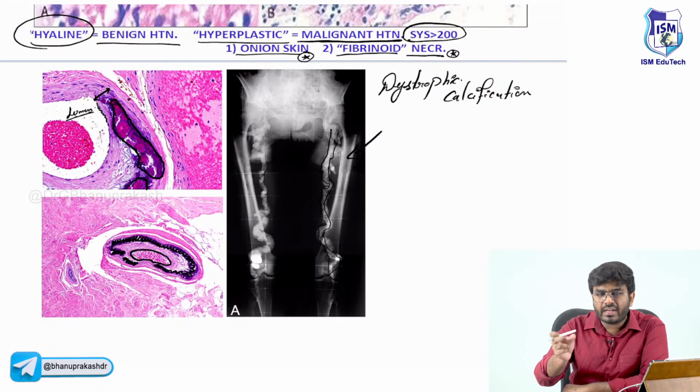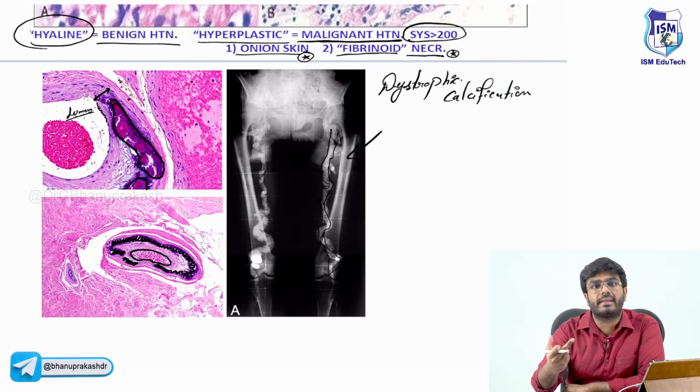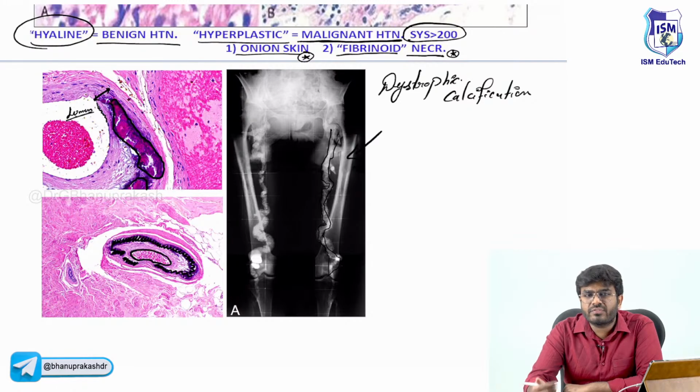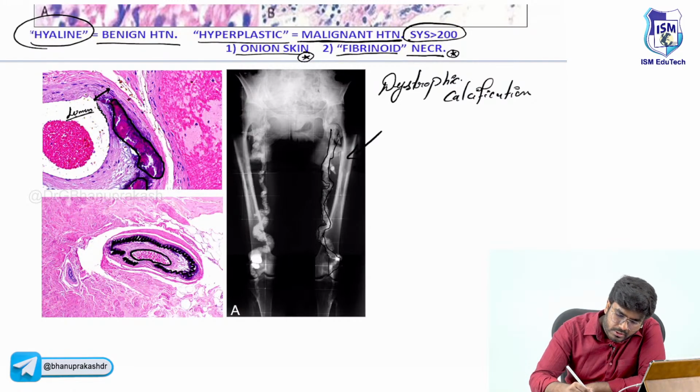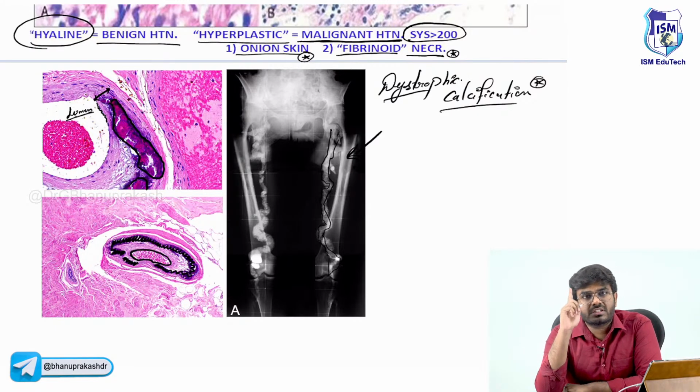The blood vessel is turning white because it is getting ossified, getting calcified. The tunica media is getting calcified, so it's an example of dystrophic calcification. In the general pathology topic, in the cell injury topic, I have discussed the difference between dystrophic calcification and metastatic calcification.